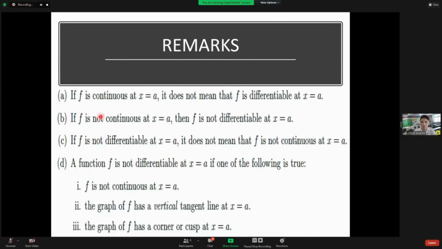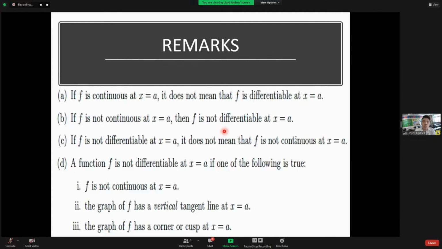So, these are the remarks na kailangan nato hinumduman. First is, if f is continuous at x equals to a, it does not mean that f is differentiable at x equals to a. So, as I said, dili tanang continuous differentiable dayon. Pwede differentiable pero pwede po dili. So letter B, if f is not continuous at x equals to a, then f is not differentiable at x equals to a. So kung continuous siya, pwede siya differentiable, pwede po dili. Pero kung dili siya continuous, automatic, dili na gid siya differentiable.